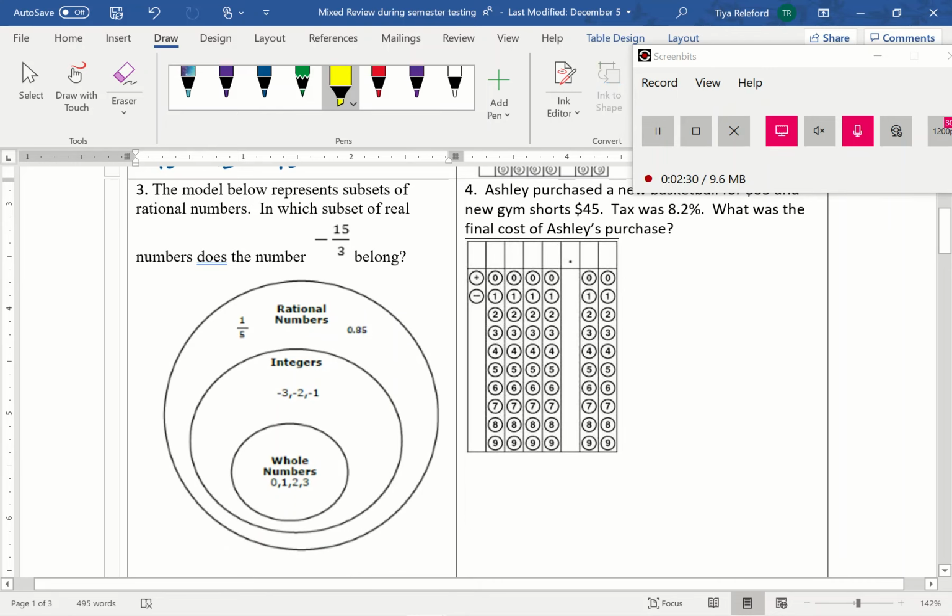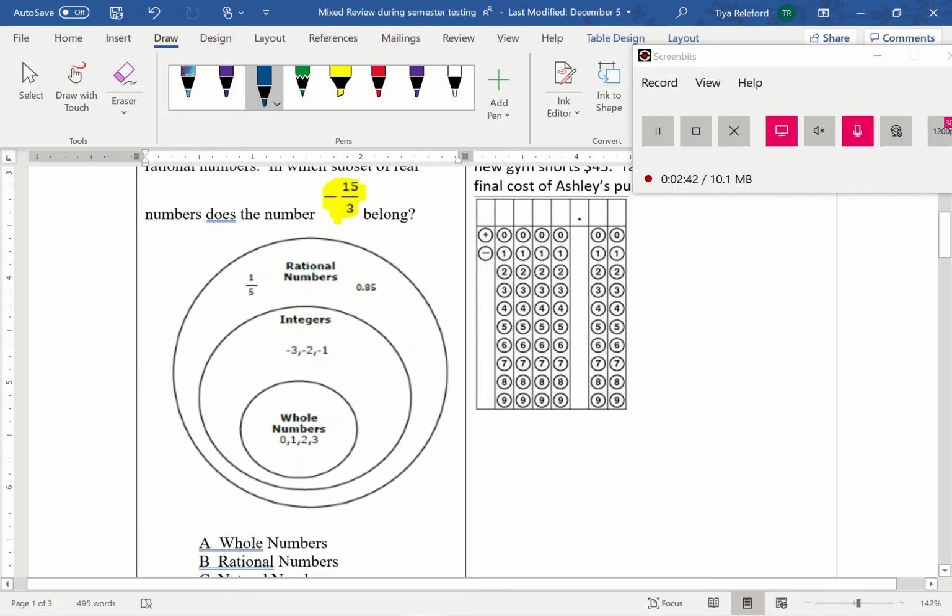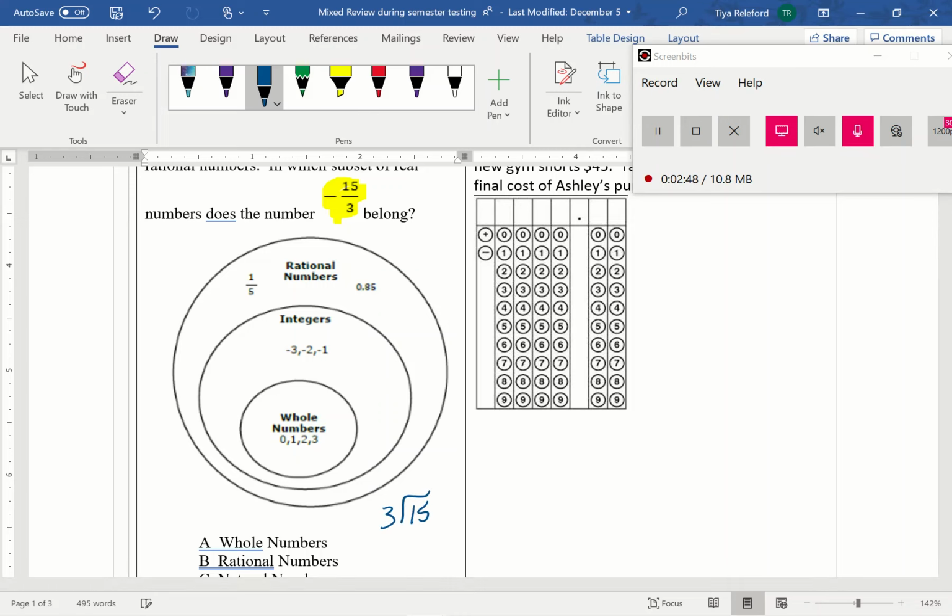The model below represents subsets of rational numbers. In which subset of rational numbers does the number -15/3 belong? It's a trick, y'all. It's a fraction, but if you divide 15 by 3, you get a whole number. And it's negative.